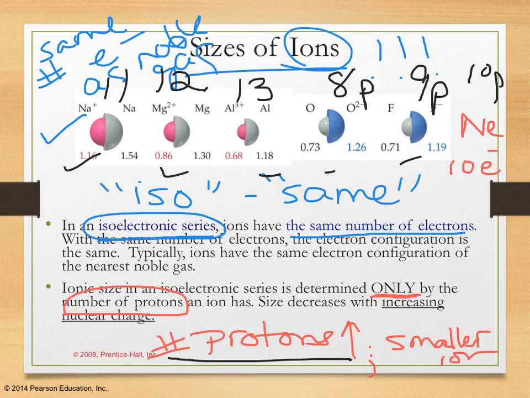And so in an isoelectronic series, the ion with the largest number of protons will be the smallest. So aluminum is the smallest.